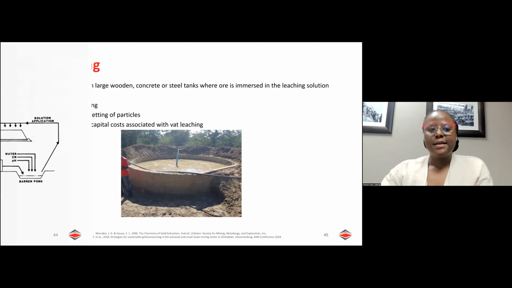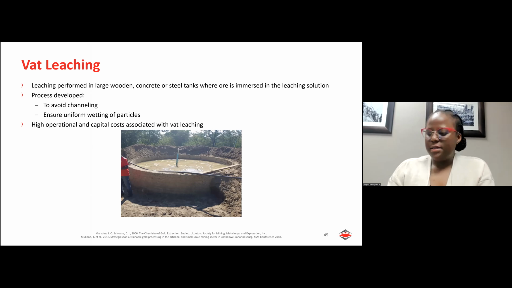Okay. So vat leaching. Vat leaching takes place in a vat, which is normally made using either wood or concrete or steel, where the ore is then immersed into the leaching solution. So this process was basically developed to minimize or avoid channeling and ensure that each surface of the ore is uniformly wetted, if that is a word. There is uniform wetting along all of the surfaces of the ore. And this is sometimes a challenge when it comes to heap leaching.